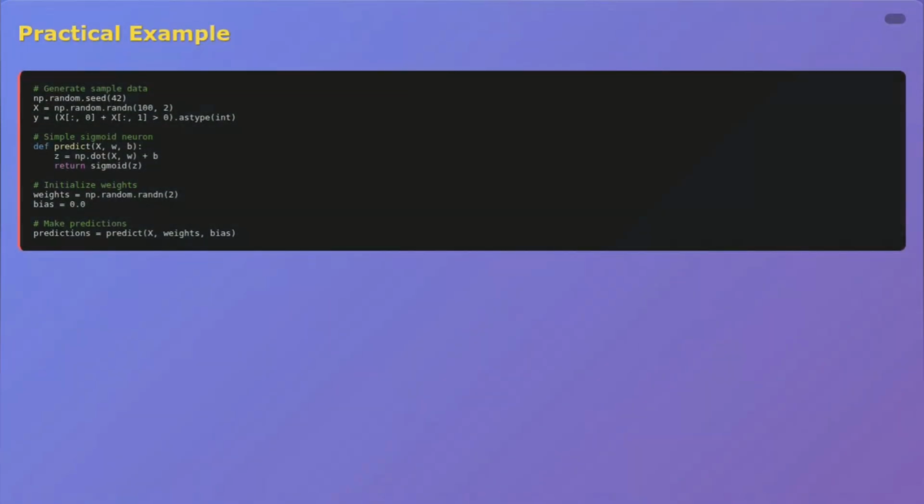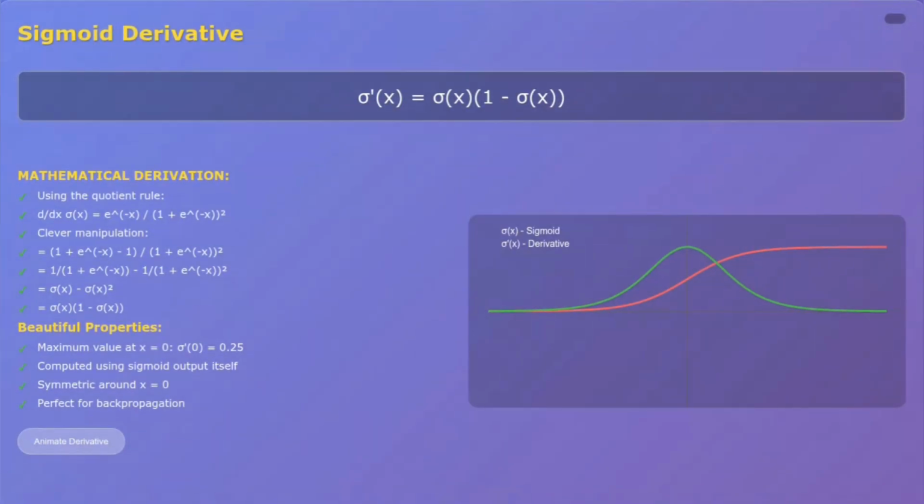Let's see sigmoid in action with a practical example. We'll create a simple binary classifier to distinguish between 2 classes. Notice how sigmoid outputs probabilities. Values above 0.5 typically get classified as class 1, below 0.5 as class 0. This probabilistic nature makes sigmoid perfect for binary classification tasks. One of sigmoid's greatest strengths is its elegant derivative. This is incredibly convenient for backpropagation. We can compute the derivative using just the sigmoid output itself.